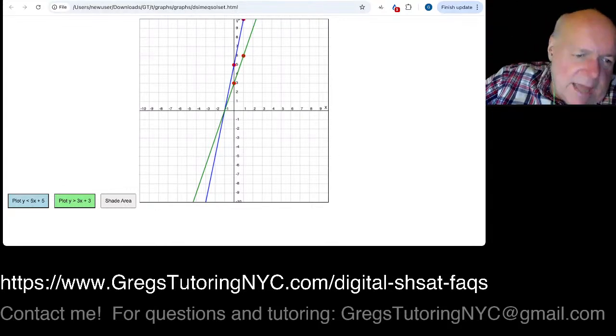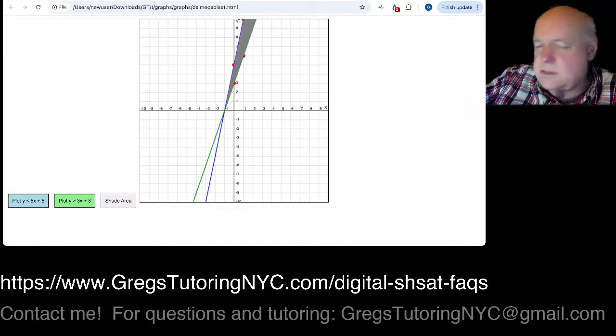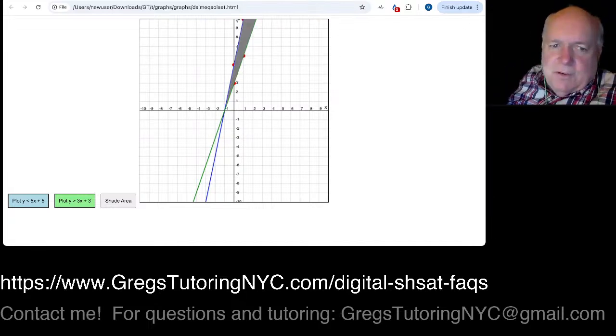All right. So then what they're going to ask you to do is something like click on the shade area button down here, the gray one, and then click on some place on the coordinate grid to shade it in. So the answer would be there, bam, right there. Okay. So that's really what we're looking for.